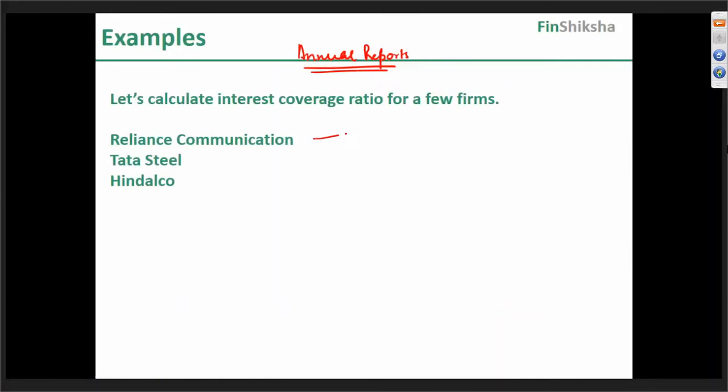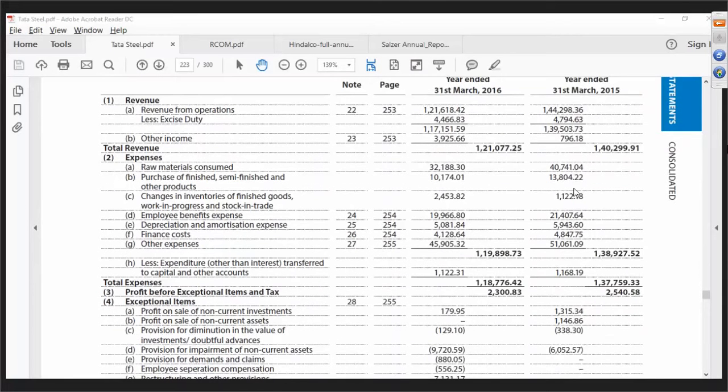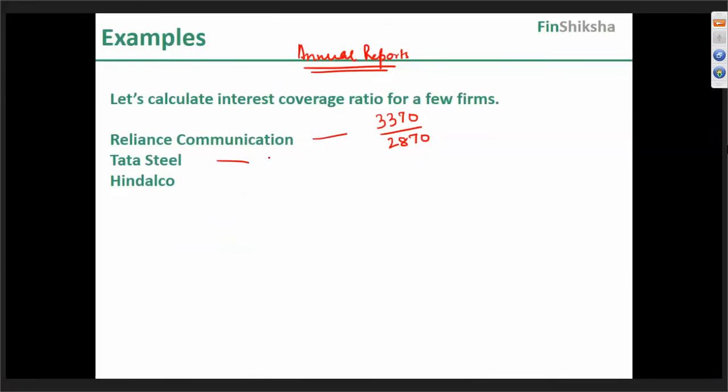So let's do that. For Reliance Communication, we get the number as 2869 plus about 500, so that will be 3370 approximately, divided by 2870. That's for Reliance Communication what we see, right? Let's look at Tata Steel. So for Tata Steel, we get finance costs here, somewhere here. These are the finance costs. So that is 4128. And if you look at the profit before exceptional items and tax, we don't want exceptional items, so that's 2300. So 4128 and 2300 is what we are looking at. So let's go here and let's write 4128 and 2300 is going to be 6428 divided by 4128. Correct?